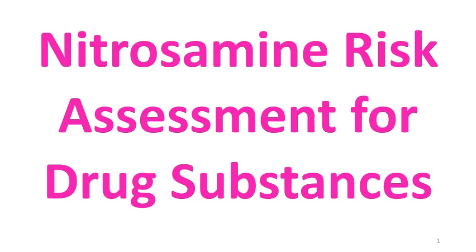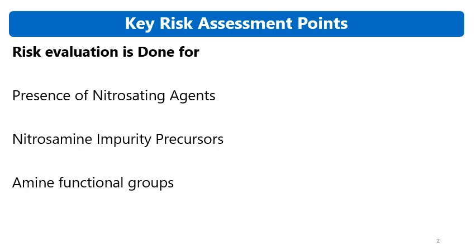So let's start with the video, and we will see what the key criteria or key risk assessment points are. Risk evaluation is done for the drug substances for the presence of nitrosating agents, then the risk of nitrosamine impurity precursors, and the presence of amine functional groups. There is a chance of nitrosamine formation if some prerequisites are available, like the presence of a nitrosating agent, then acidic conditions, and the presence of an amine group.